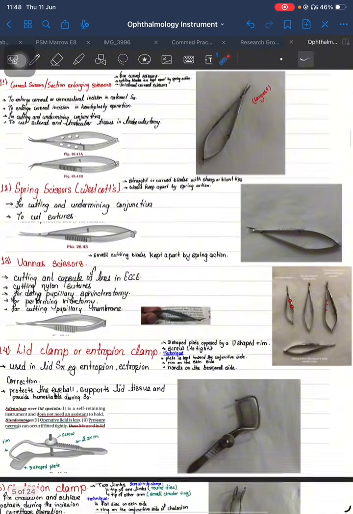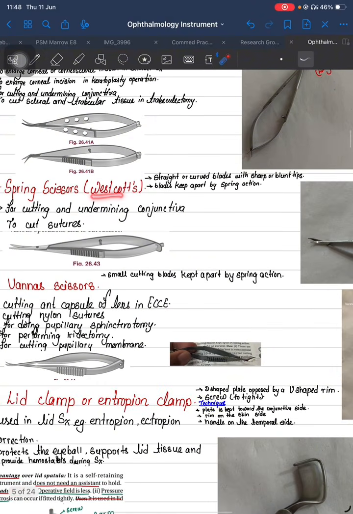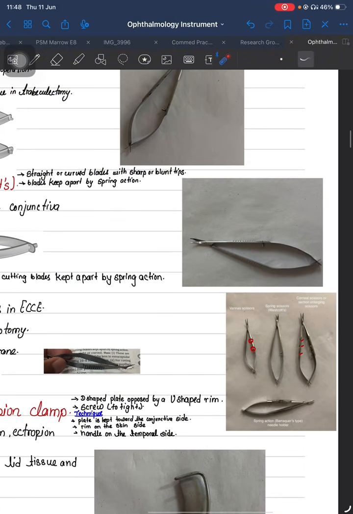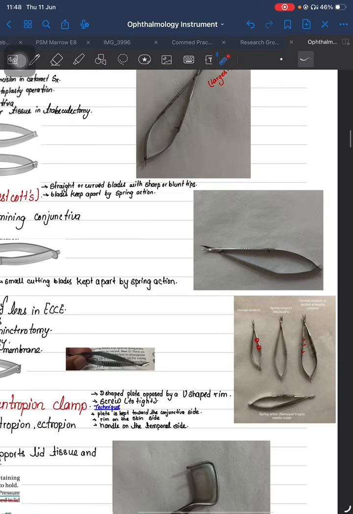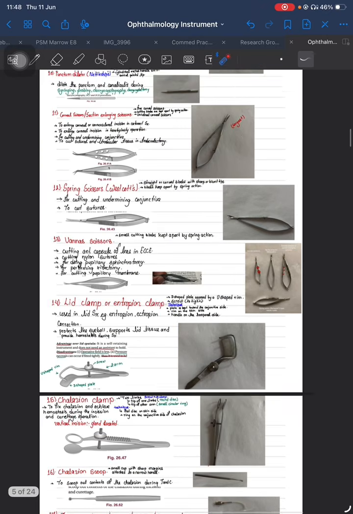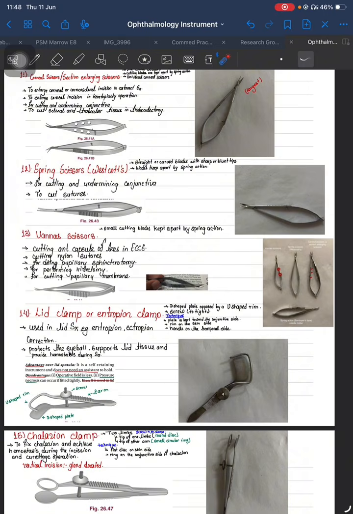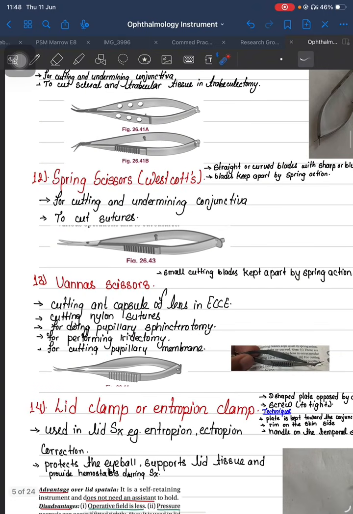And then the next one is the spring scissor. Spring scissor is also known as the Westcott scissor, and here the spring scissor has a straight or curved blade with a sharp tip, and it also contains spring action, as it is also a scissor. So from the name, it is Westcott.